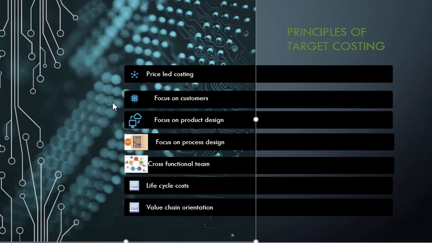So as it concentrates on the price of the product first, and based on the price of the product, the profit will be calculated or deducted, and then the cost will be decided, and that cost is the main target which the organization should focus on. So that is why it is called the principle of target costing. The first principle of target costing is price led costing.